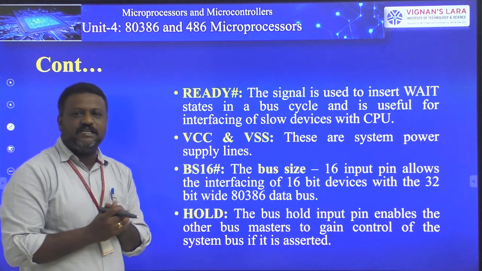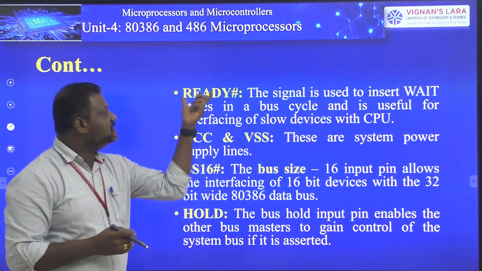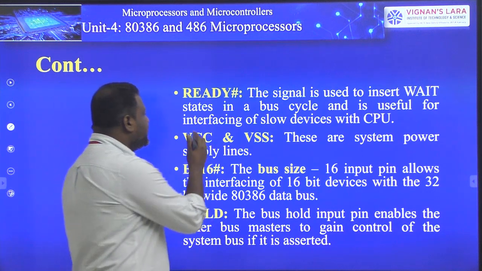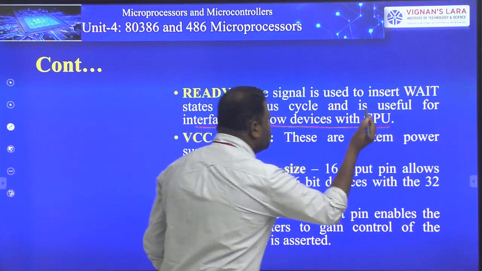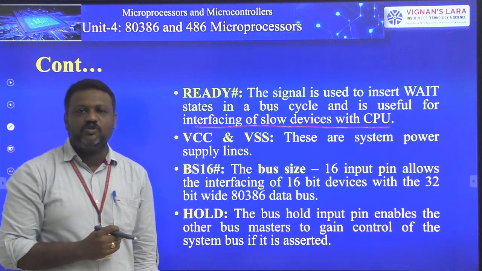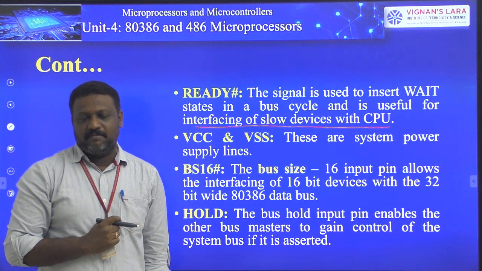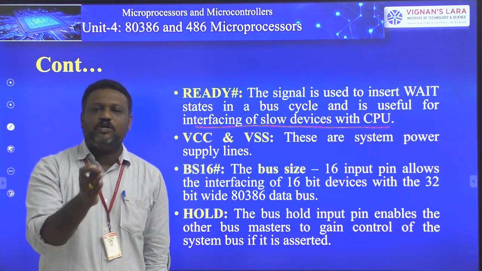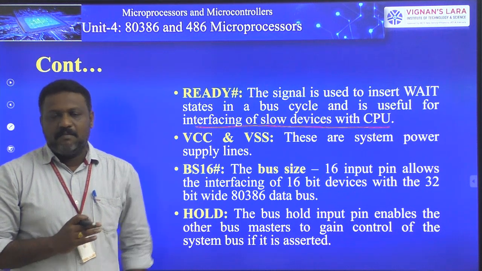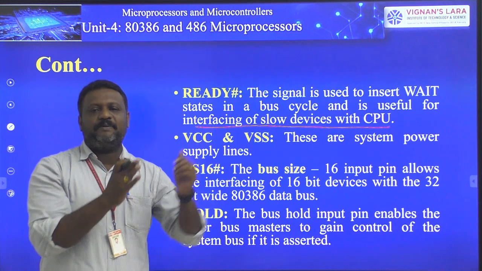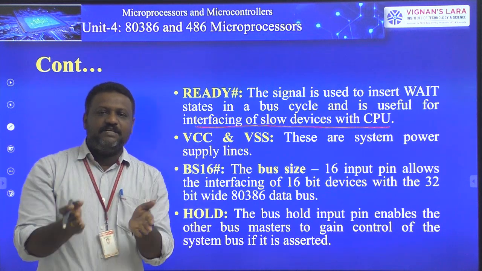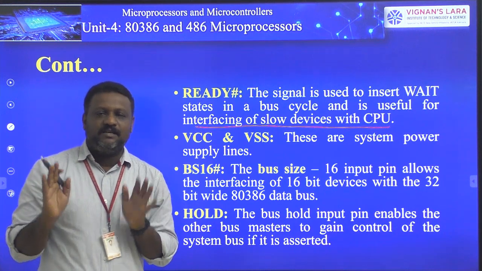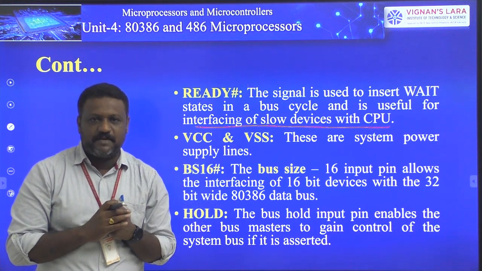And coming to the next signal, the ready signal. Again, it is an active low signal. Basically, this ready signal is used to interface slowly operated I/O devices to a processor. This is always used by slowly operated peripherals. Because we know that the processor can be operated at higher speed, but I/O devices are operated at different speeds, and their speeds are no doubt less than the processor speed.